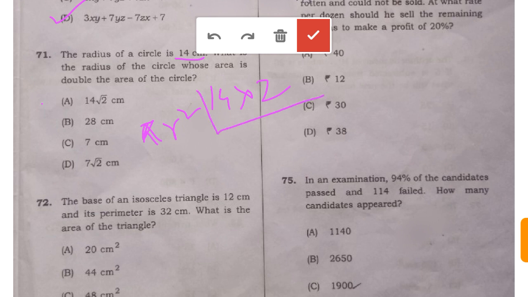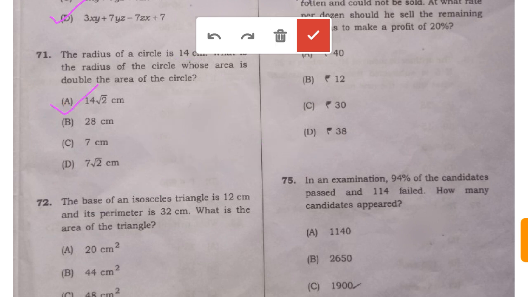So here option A, 14 root 2, will be the correct answer, because when you square 14 root 2, it will become 14 square into 2. So this will satisfy this equation. So option A is the correct answer.